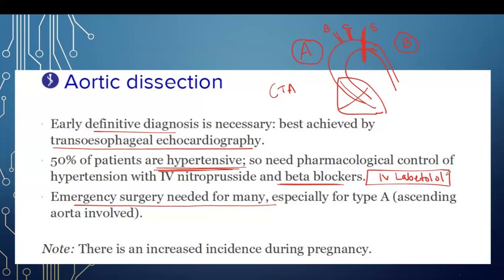If IV labetalol is not working, then we can go for IV nitroprusside. If we give nitroprusside first, blood pressure can suddenly drop significantly, and it's not good. And if needed, then we can go for surgery in type B as well. But in type B, the first treatment is controlling the blood pressure, and in type A, the treatment is mainly surgery. Okay?